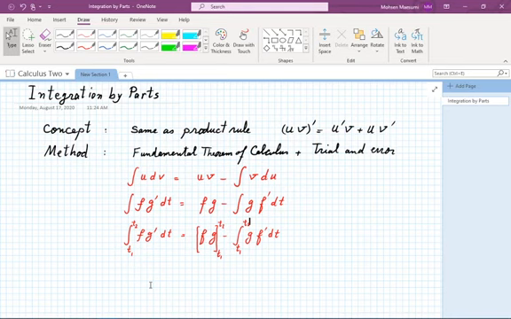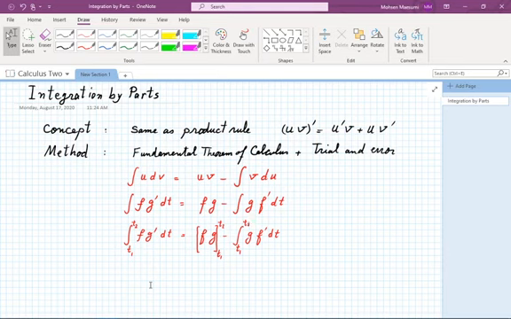Okay, so integration by parts. Parts, we are going to see later on, refers to pieces of an integrand, and we want to use them as clues for how to do the integration.